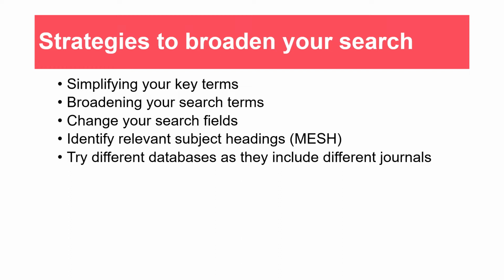So firstly, you could broaden your search terms. You could simplify your key terms. You could change the search fields in which you are searching. You could add in relevant medical subject headings for your topic, and you can try searching different databases as they include different journals, and so the likelihood is you will retrieve different papers by searching 2 or more databases.